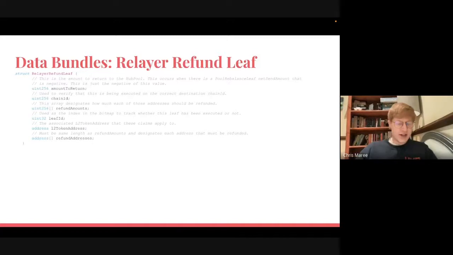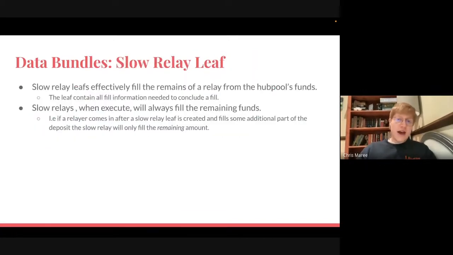This is the data structure. These are the components that I spoke about: amount to return, the chain ID where the refunds are executed, leaf IDs, all these kinds of things. And then finally, we have the slow relay leaves.